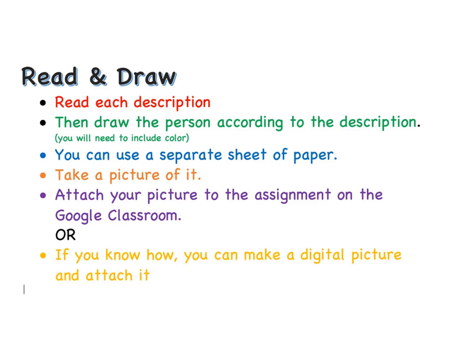Now it's your turn to practice using these concepts. You are going to practice through a reading and drawing activity. You will read each description, then draw the person according to the description. You will need to use color, and you may want to also label your person using the Spanish words. You can use a separate sheet of paper, take a picture of it, attach your picture to the assignment on the Google Classroom, or if you know how, you can make a digital picture and attach it.